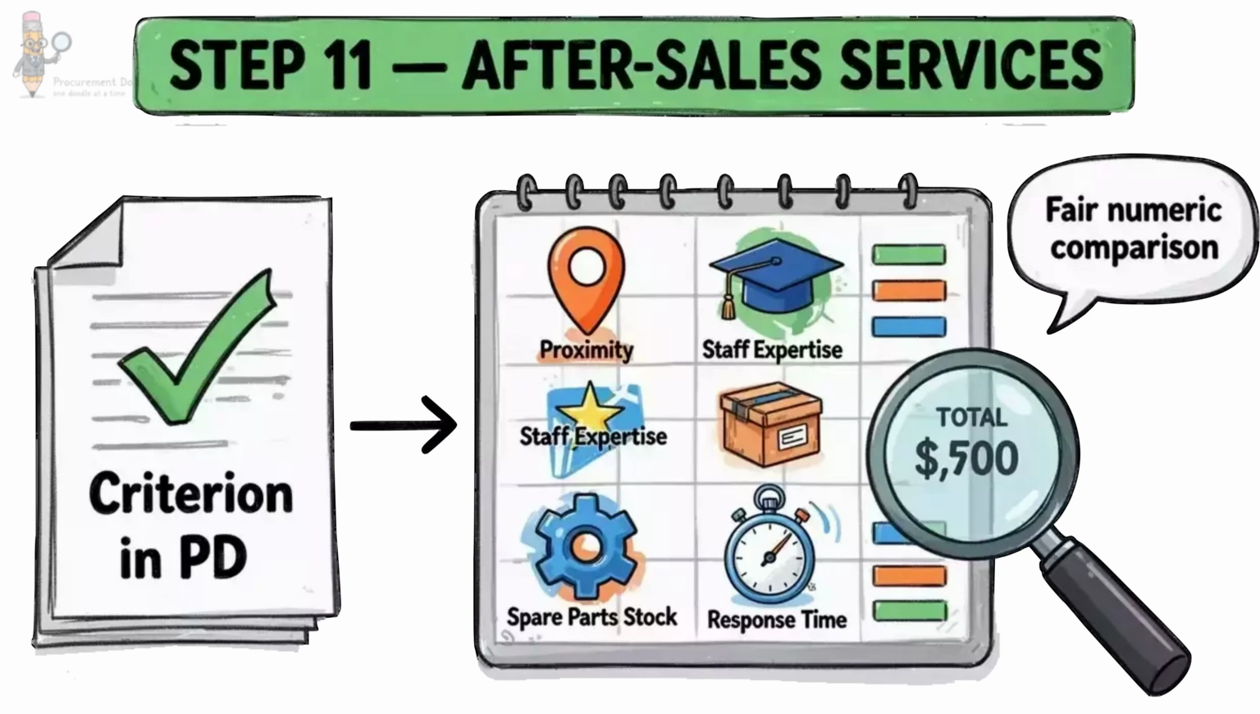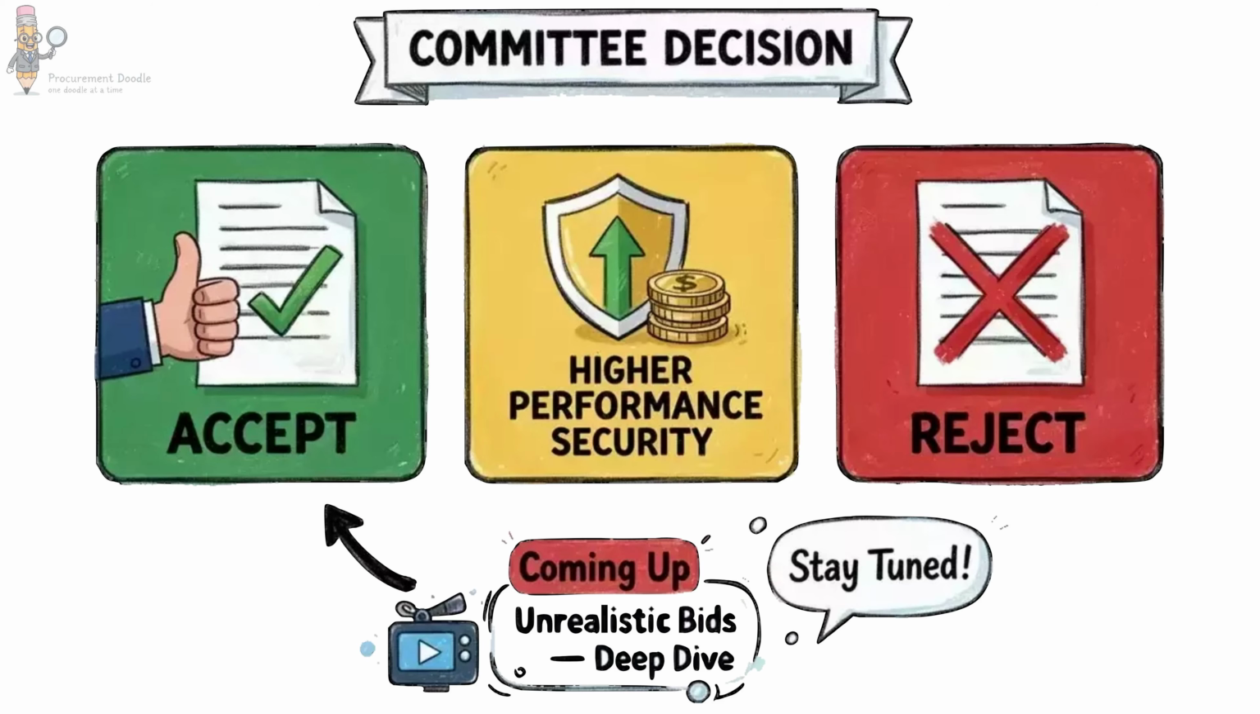Step 12 handles unrealistic bids. This check applies only to the substantially responsive, lowest evaluated bid. For works, the committee compares against the engineer's estimate. For goods, against the last purchase or market price. If the bid appears unrealistic, the bidder is asked for a rate analysis and justification. The committee then has 3 options: accept the bid, request higher performance security, or reject it. But there's a lot more to unpack here. So a separate video in this series will explore unrealistic bids in detail.